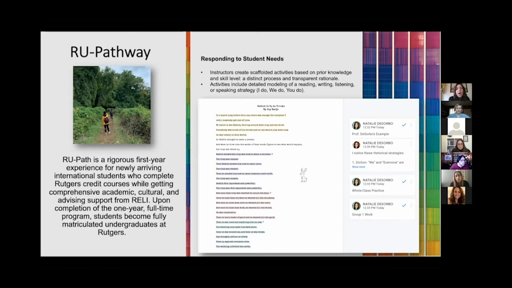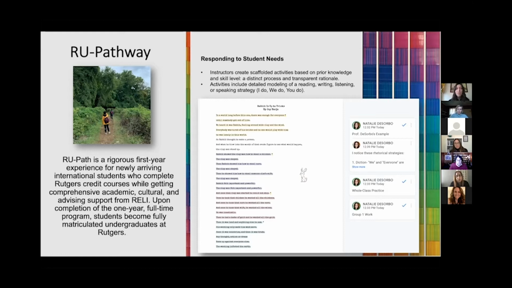I want to highlight a few of the guiding principles that Nicole mentioned earlier and how we implement them into RU Path. So weekly activities and long-term assignments are scaffolded according to the student's skill levels and needs. Each assignment has multiple steps that build up to the final product, and each step in the process is clearly defined for the students. Some assignments are new to our students, such as creating a PowerPoint presentation. So it's really important that we are transparent about what we do and why we do it, and how it will help the students in the long term, even after they graduate from Path.